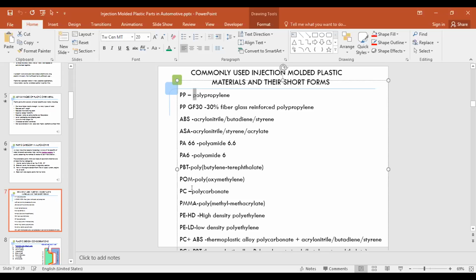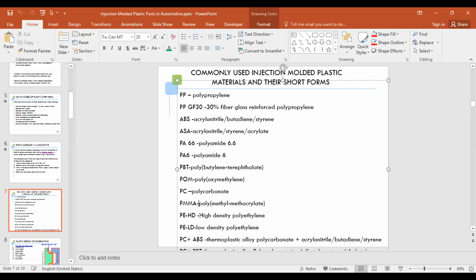And PC is polycarbonate. PC and PMMA, both these materials are mainly used for transparent plastics. But PMMA is a more expensive material and has better quality than PC. So PC is used for things like headlamps and tail lamps. And PMMA is a chemically inert material, so it has more advantage over PC, but at the same time it is more expensive than PC.